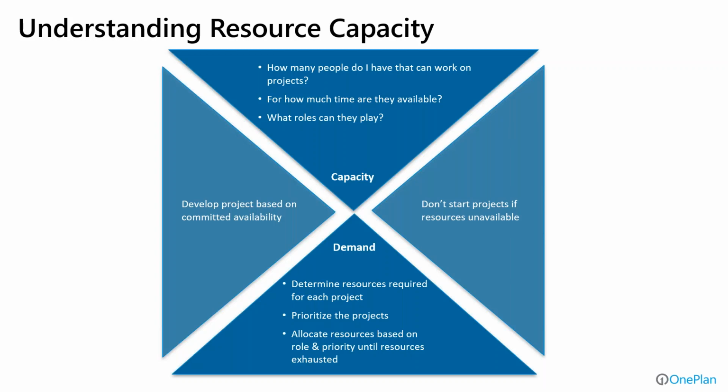And if we want to marry those things, we have to have some synchronization and have alignment with capacity versus demand in order to get things actually done and not make false commitments. Now, if we look on the left, we want to develop projects based on committed availability, meaning once we decide on a project, let's commit the availability and commit the resources to the things. And then if we want to do this well, don't start projects if resources are unavailable. We're just setting ourselves up for failure or resource frustration and burnout, like we talked about early on.